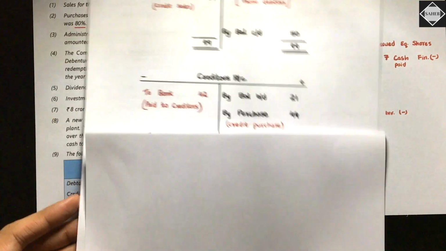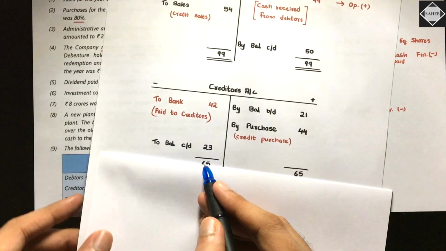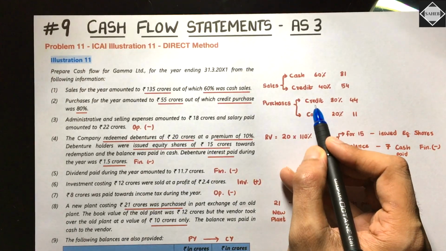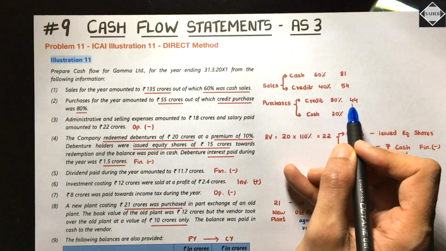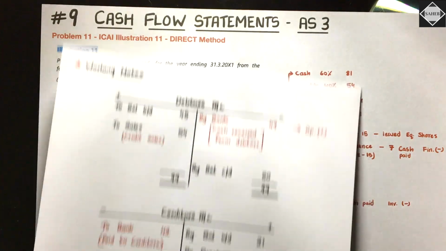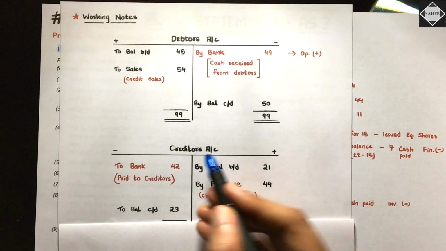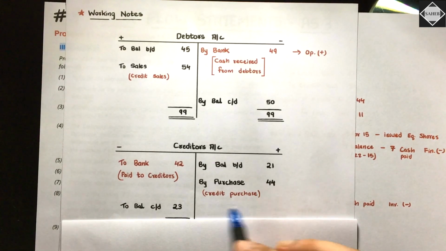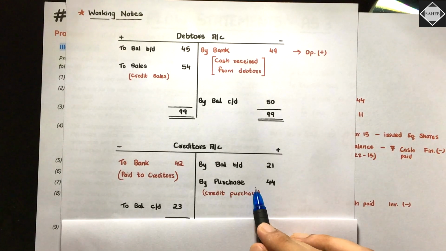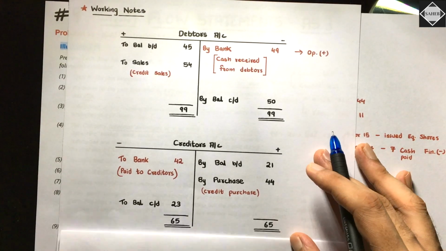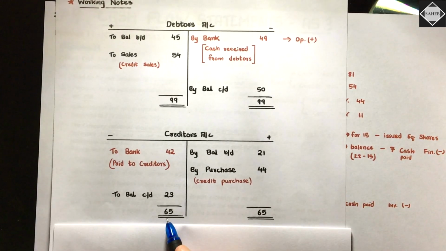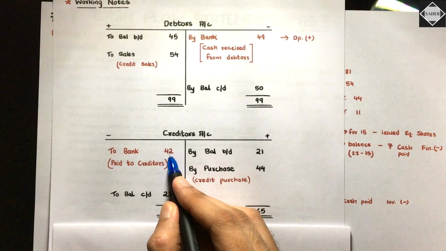And then the credit purchase you have to take. Purchases that you have made on credit is 44 crores, right? If you have purchased on credit, creditors will increase by 44. It will come over here by purchases. Is it clear? Then you will balance this account the same way. 21 plus 44, that's equal to 65. 65 here as well. 65 minus 23, that's equal to 42.